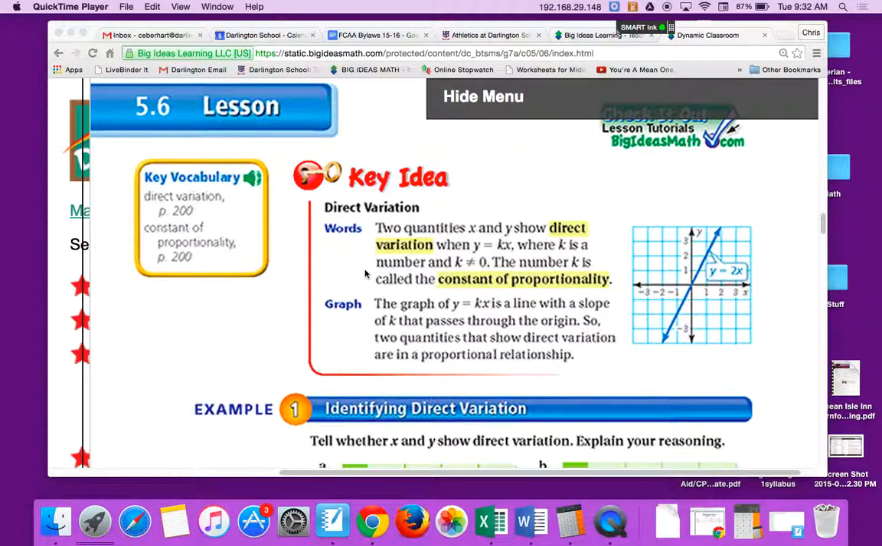So this lesson's all about direct variation. It's really simple. I know there's some terms in here that may look a little funky, might make you think otherwise, but just make sure you stay with it on this one. It isn't too bad. So first thing, direct variation is two quantities, x and y.